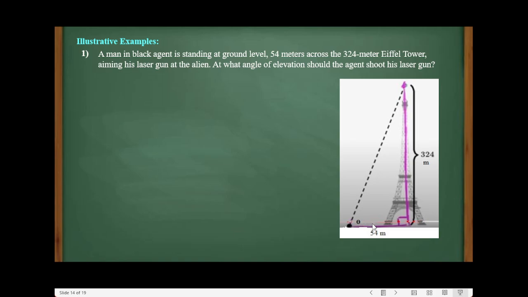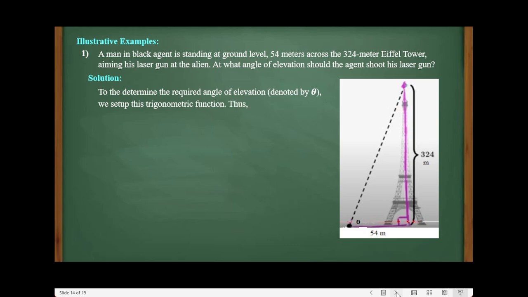So what are we going to do? How do we solve this problem? For our solution, to determine the required angle of elevation, which is denoted by theta, we set up a trigonometric function. If we analyze the situation, the given information here is the distance of the agent from the foot of the Eiffel Tower, which is 54 meters, and the height of this tower, which is 324. As you can see from this illustration, there is a right triangle formed. The unknown here is the angle of elevation, the angle at which the agent should shoot his laser gun. That is denoted by theta.